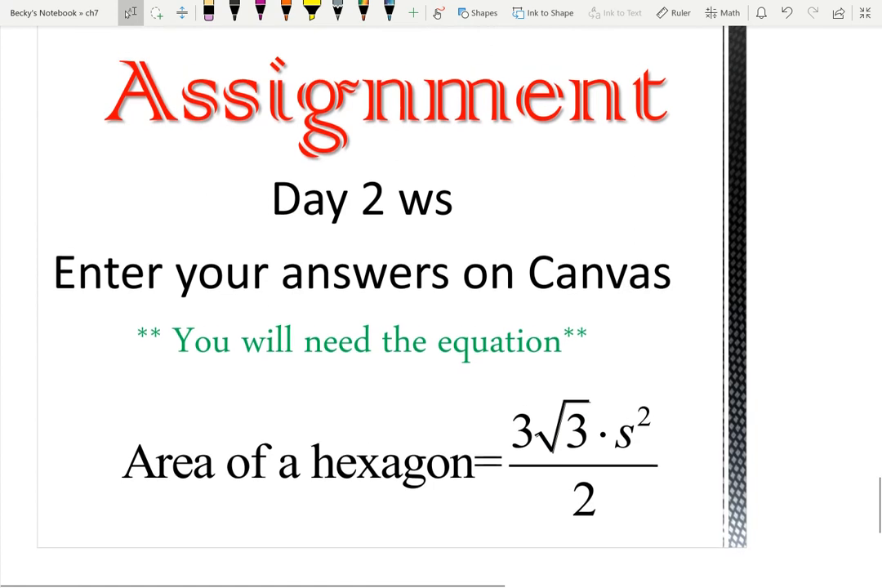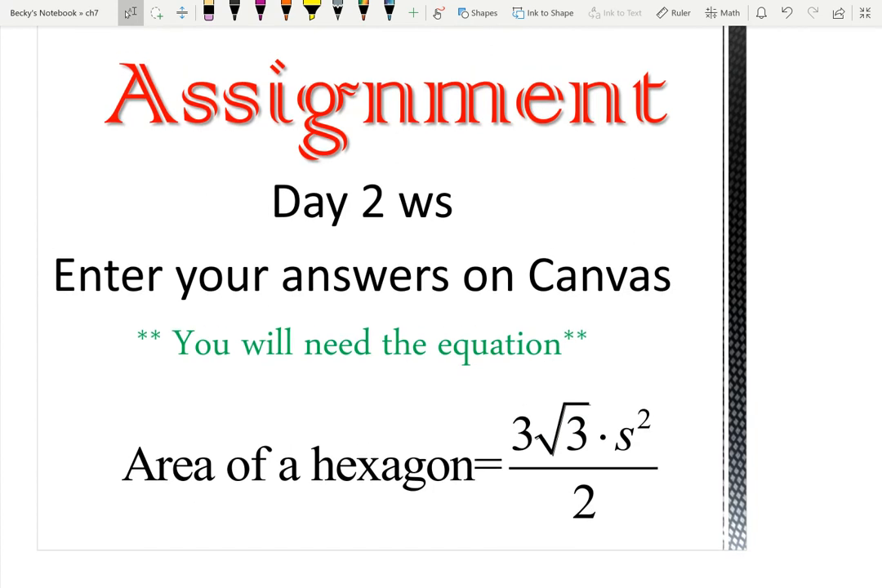And for your homework, you're going to actually need this formula for the area of a hexagon. So again, put that on your formula sheet. And I know it says worksheet. It is a Canvas assignment, just like normal.